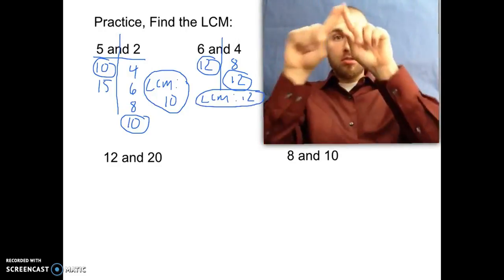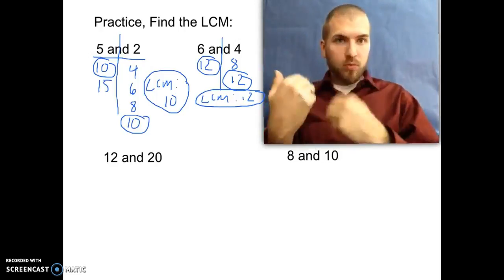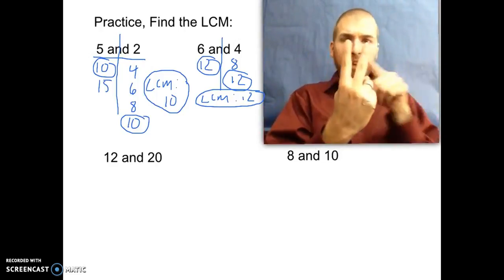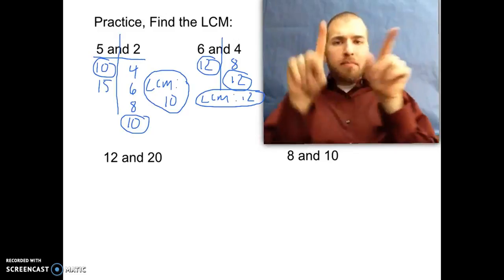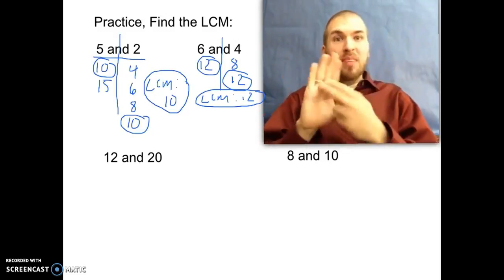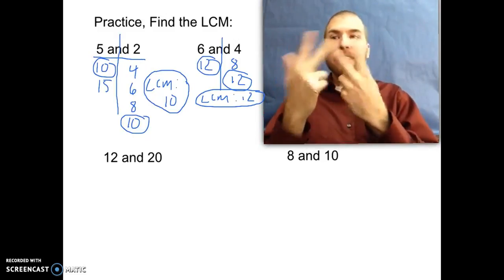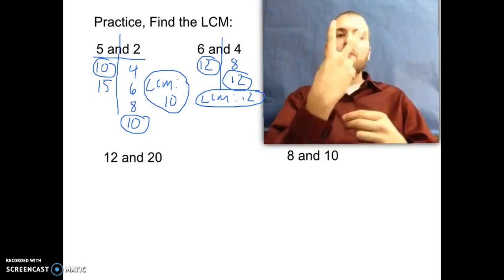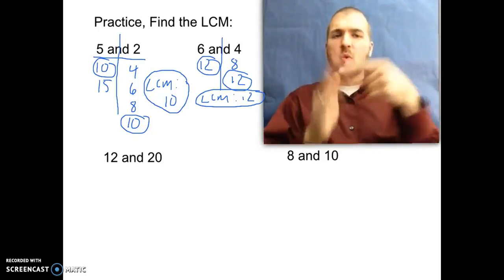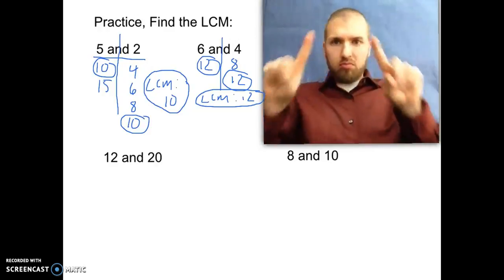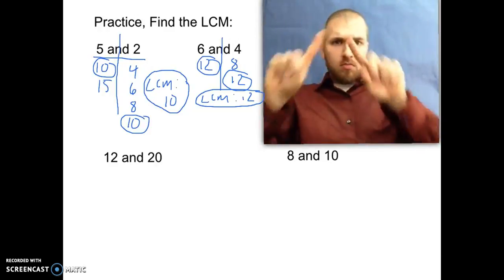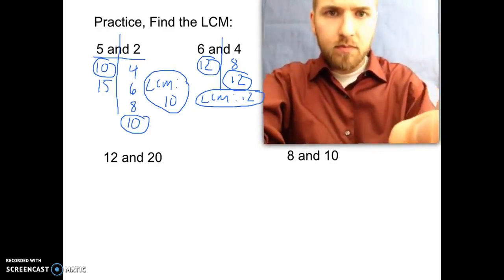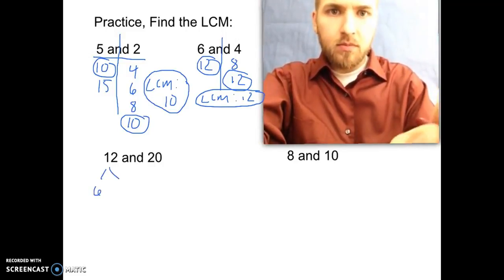Okay, so again, if you wanted to use the factoring method, you could, because 6 factors into 3 and 2, and 4 factors into 2 and 2. So the 2 from the 6 and the 2 from the 4 cancel each other out. So it'll be equal to 3 times 2 times 2, which is 12. So let's move on to the next one.